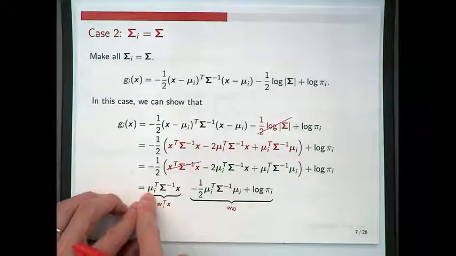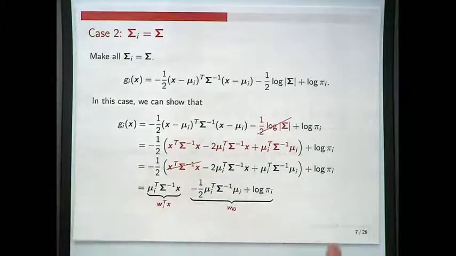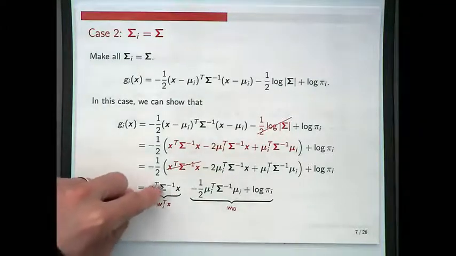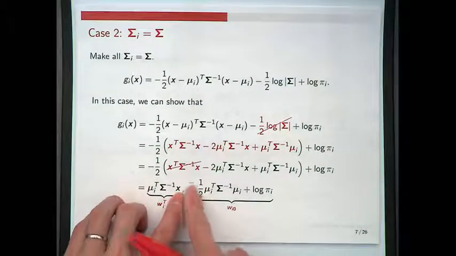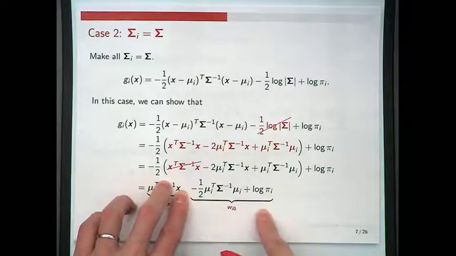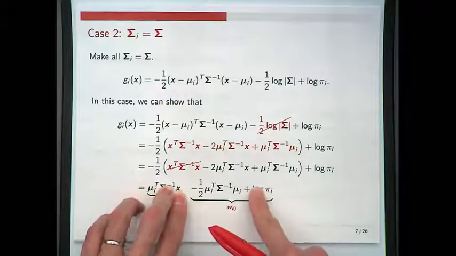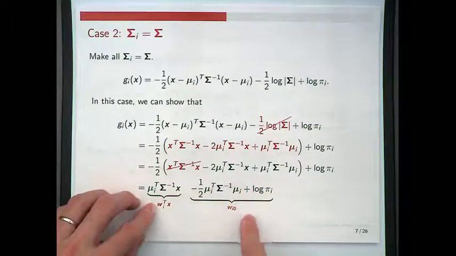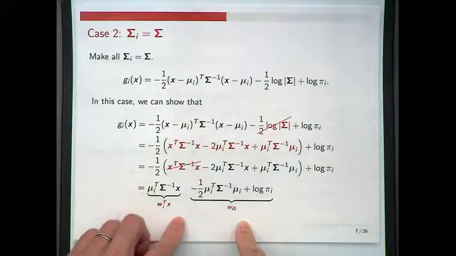It will be mu_i transpose sigma inverse, which essentially is just a vector. Okay? You have a vector transpose a matrix, that's another vector. I just call it w_i. And then you have the offset. The offset is given by this quantity. This quantity contains nothing about x, so it's a constant with respect to x. So at this point, you realize that my discriminant function is a linear function in x.